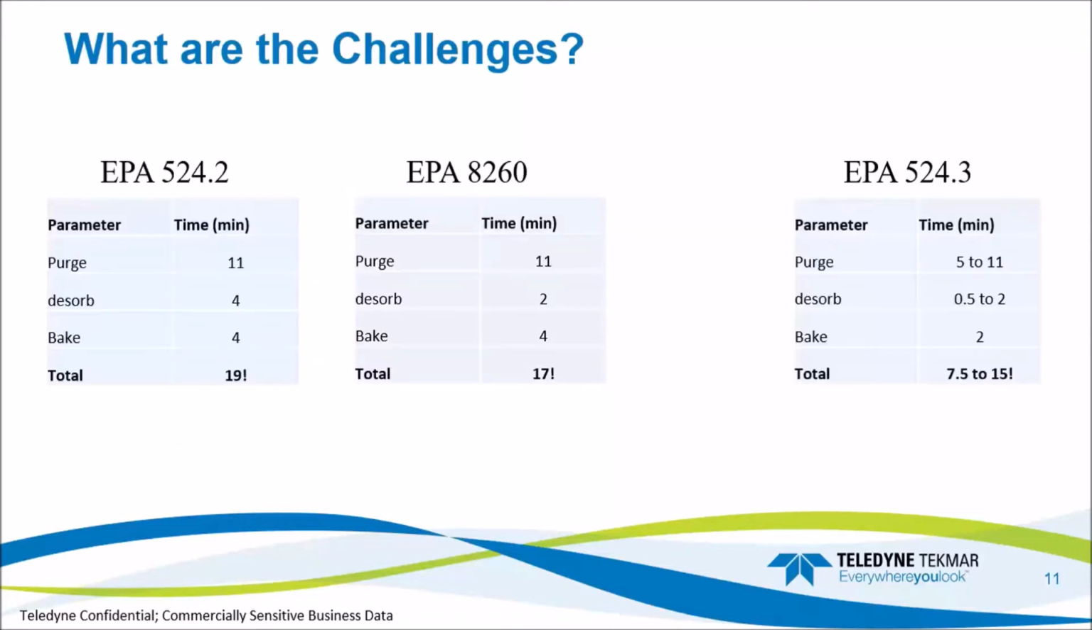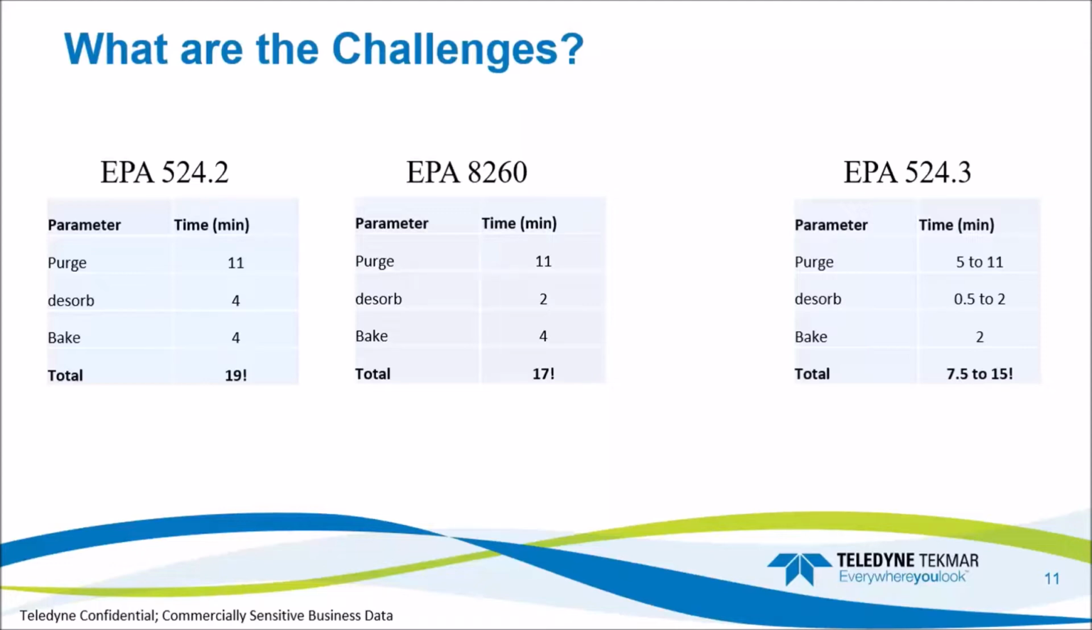So just to look at a few examples of this. Typical methods will lay out purge, desorb, and bake times, which can easily add up to 15 to 20 minutes of your sample cycle times for those methods with just these 3 parameters. This is not including the other steps of the process. So it could take at least 20 minutes of runtime total, including sample preparation. And sometimes it could last even longer, up to 30 minutes per sample for methods like 524.2 or 8260.